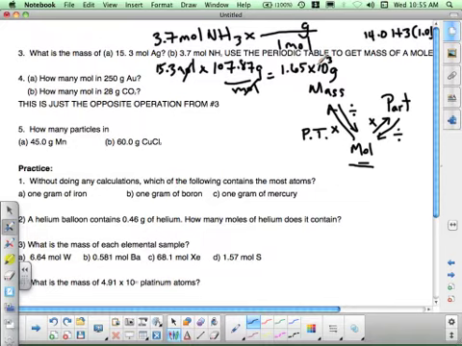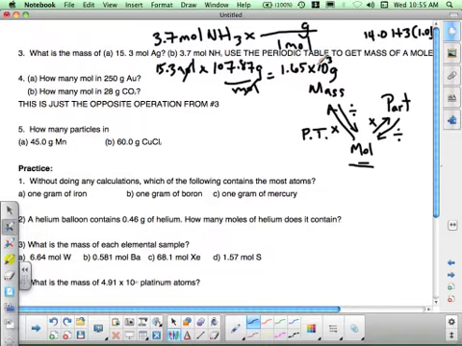So ammonia weighs essentially 17 or 17.04 grams per mole. By adding those up, moles cancel when I multiply them, and I get 63 grams for my answer to B. All right.